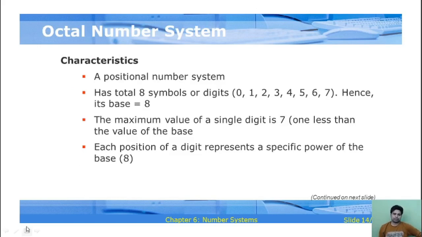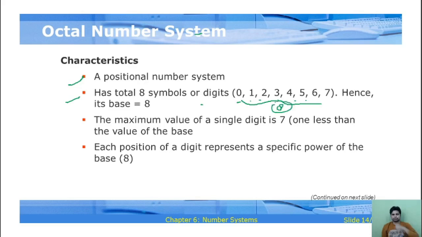Octal number system. The characteristics of the octal number system are: it is a positional number system, and it has a total of 8 symbols or digits, 0 to 7, that is 0 1 2 3 4 5 6 7, total 8.